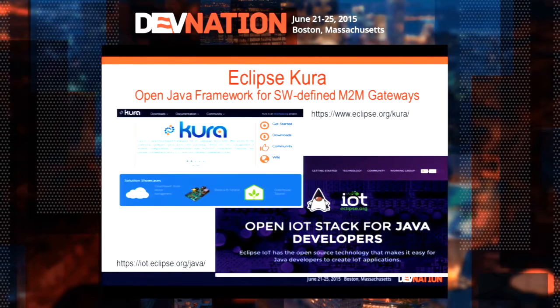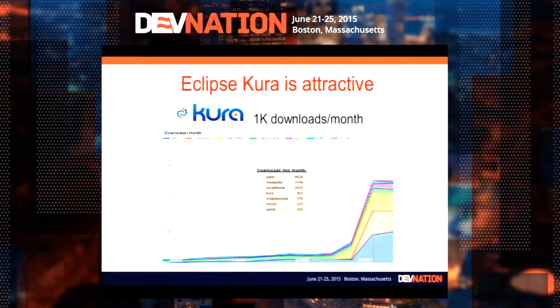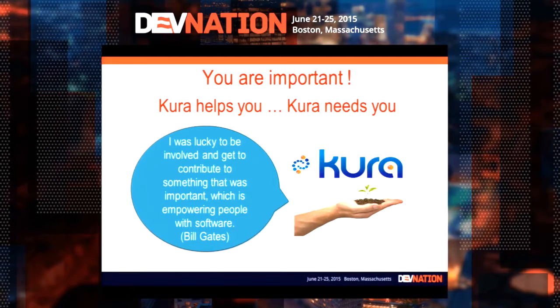So you have the Kura project, which is the software-defined gateway, OSGi based, inside the open IoT stack for Java developers. It is attractive, it's going well. We have more than 1,000 downloads per month, so it's interesting. And we need you. If you want to be part of it, you are very welcome. You can join, you can contribute, and you can make this magic grow.